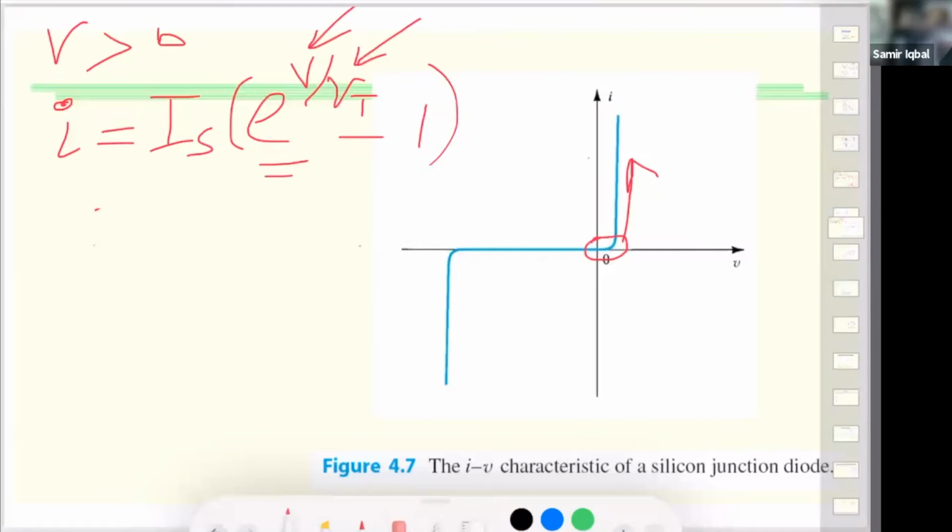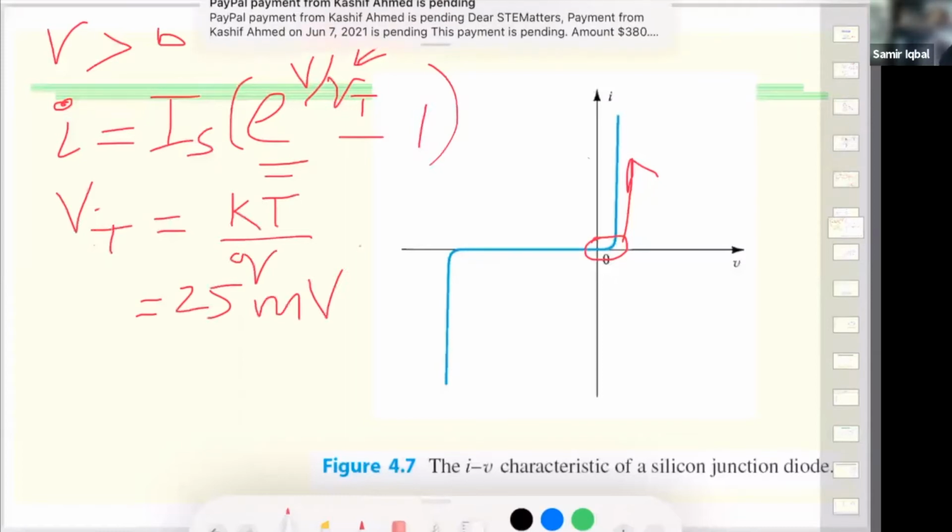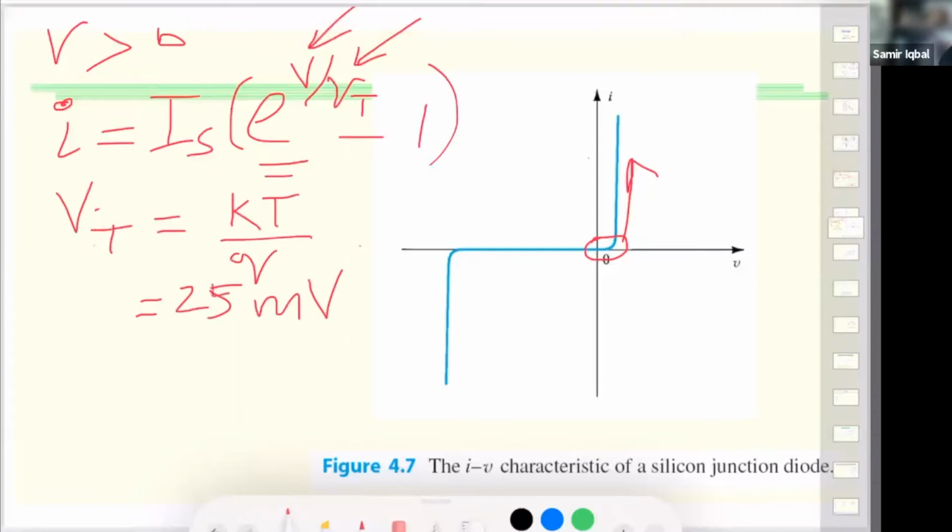Now, this is VT. Threshold voltage has a dependence on temperature through this relationship, Boltzmann constant times temperature divided by Q. For our purposes, we take it as 25 millivolts for 20 degrees Celsius, right? So whatever temperature, room temperature.